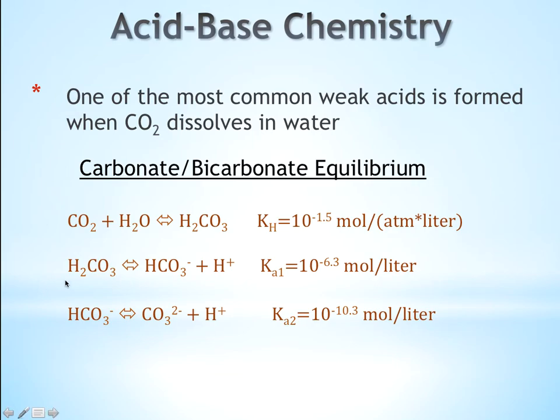And then we have the equilibrium equations for carbonic acid, which produces bicarbonate and hydrogen, and then the bicarbonate, which dissociates into carbonate and hydrogen. We'll do a little bit more work with this in class that shows how this works and what the implications of this are, but I just wanted to introduce it here.